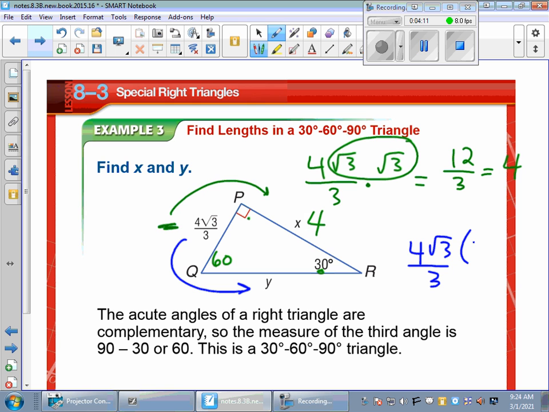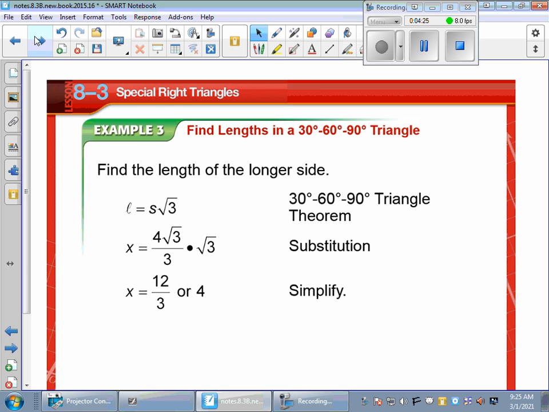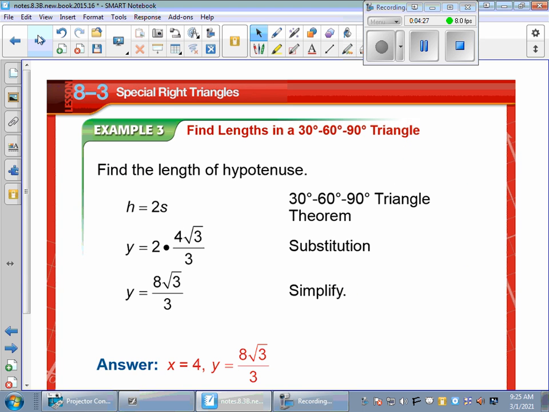That whole thing is times it by 2. So really you're taking the 4 times the 2. You get 8 square root of 3 over 3. That is your answer for the hypotenuse. That gives you an idea of what we're doing there. That gives you the same example or answers there.